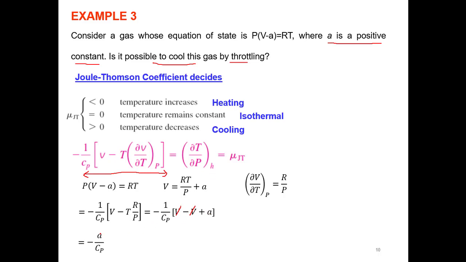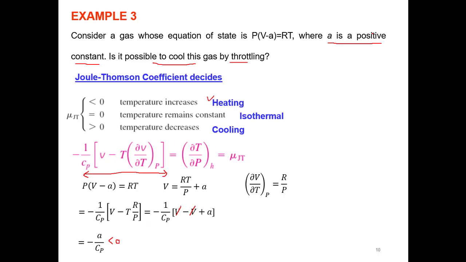We know that A is a positive constant, and we also know that the specific heat Cp of a gas is always positive. That means as a whole, this value is negative, because one is positive and this is negative. So this value is less than zero. That means this gas will always produce heating.